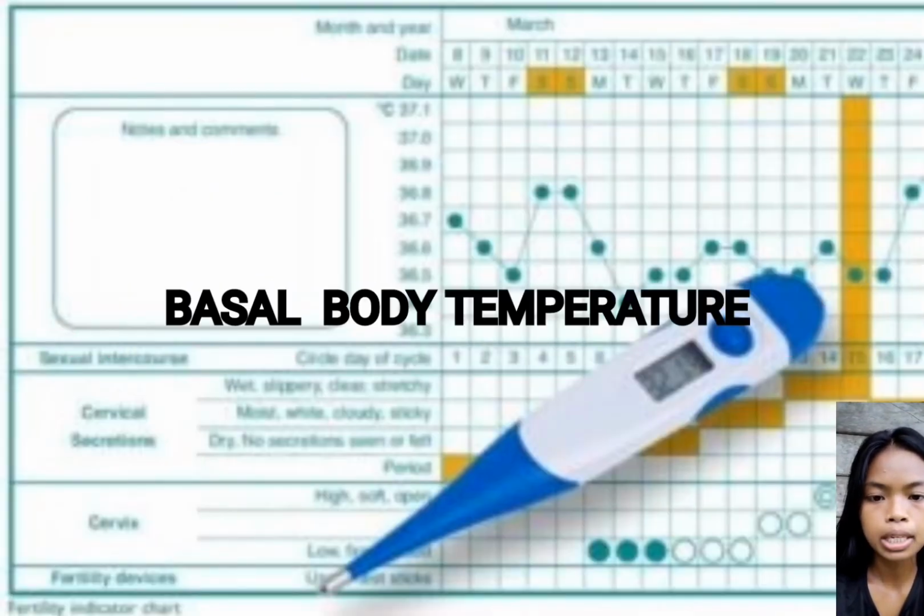Basal body temperature. The basal body temperature is the woman's temperature at rest. BBT falls slightly before the day of ovulation and during ovulation. The woman must take her temperature early every morning before any activity, and if she notices a slight decrease and then an increase in her temperature, this is a sign that she has ovulated.